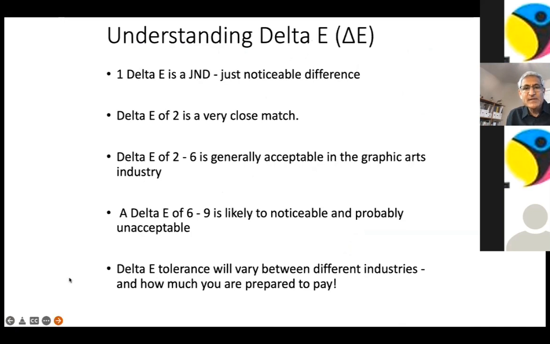Generally speaking, 1 is just noticeable. We don't really achieve that much. 2 is for proofing, a close match. 2 to 6 is generally what we're printing at. 6 to 9 is getting to the top level. It depends on what the color is. And then beyond that would probably not be acceptable, but it depends on what industry you're in.